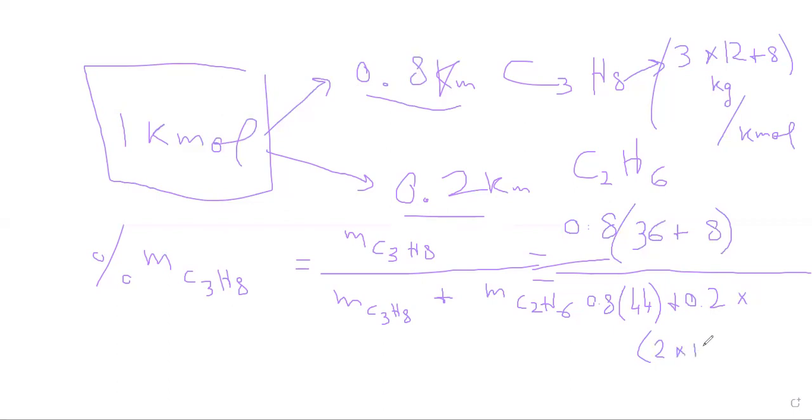So all you have to do is decompose depending on the percentage that you know. If you have the percentage in volume, you say that in 1 kilomole I will have 0.8 kilomole of C3H8 and 0.2 kilomole of C2H6, and then you find the corresponding mass of each part. Once you find the mass of each part, you can calculate the percentage in mass of C3H8. And of course, if you do 1 minus this percentage in mass of C3H8, you will get the percentage in mass of C2H6.